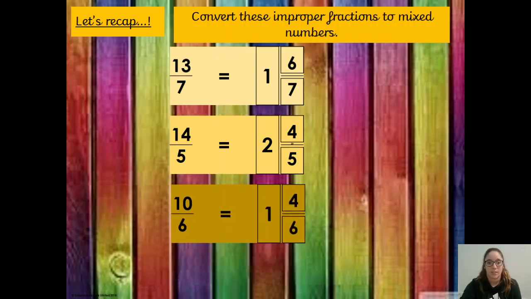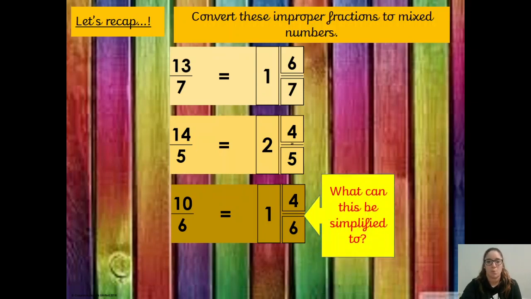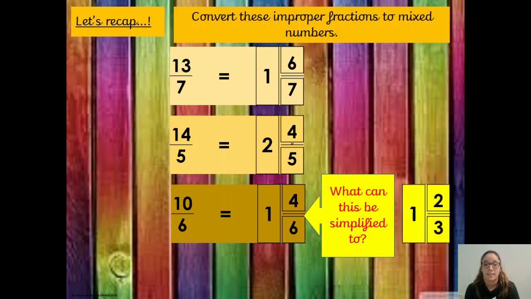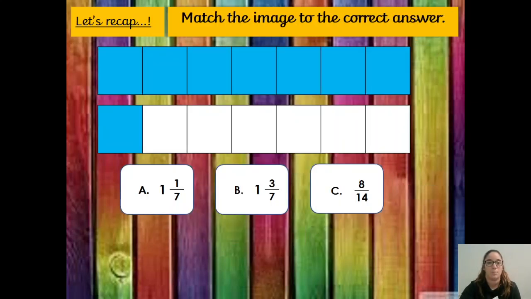And then 6 goes into 10 1 time, there's 4 left over, but what can this be simplified to? If you remember yesterday, we started off dividing by 2. If you can divide it by 2, then excellent, which we can. So it takes it down to 1 2/3, because we're trying to get it down to the minimum fraction possible. So the smallest fraction is 1 2/3, but it's the same as 1 4/6. It's equivalent. Good job.